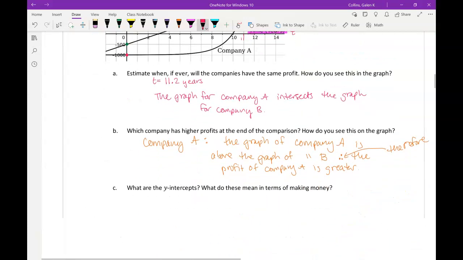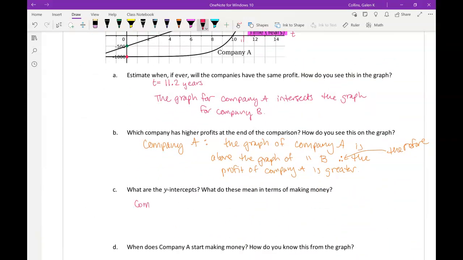So for company A, we said the y-intercept is going to be (0, -1,000). Remember, at the y-axis, our x-coordinate is always 0. And we said for company B, the y-intercept is at (0, -500). So the question is, what does this mean in terms of making money?